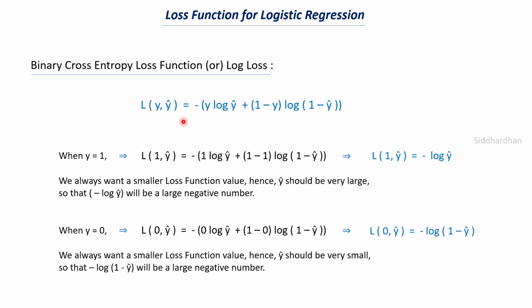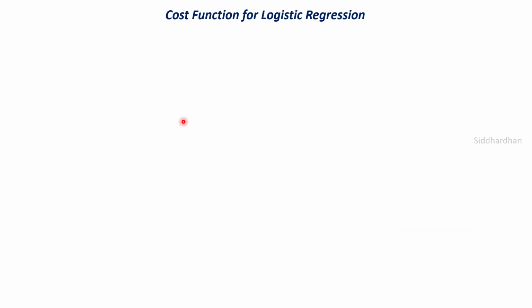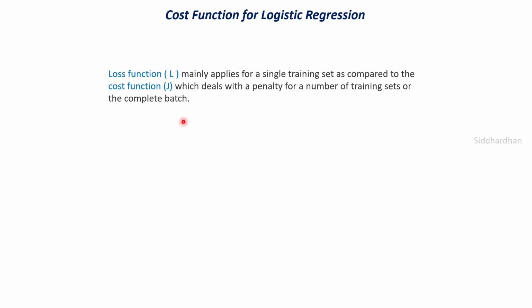And the cost function is when you do the same thing, when you try to find the difference between the true value and the predicted value for the entire data set. So that is the difference between them. It is basically very simple, right? Loss function mainly applies to a single training example, as compared to the cost function, which deals with the penalty for a number of training examples or the complete batch.